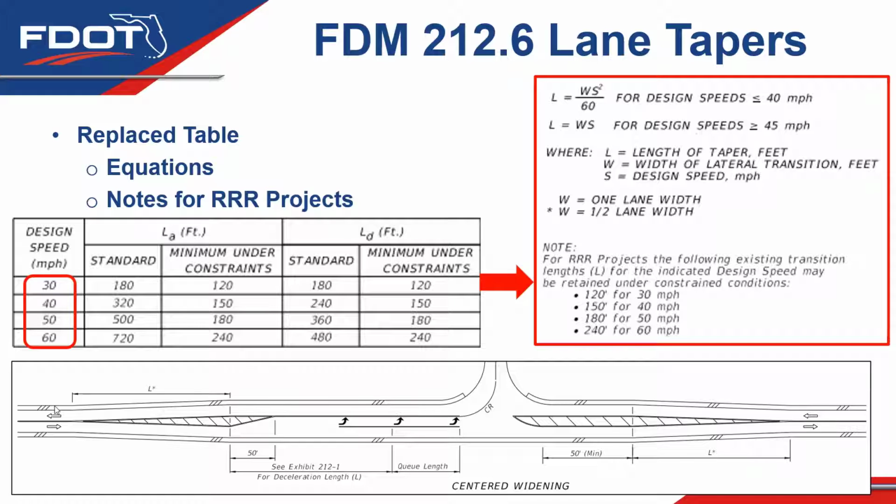and design speed. LA and LD have been replaced with L and L with an asterisk. The asterisk indicates that W equals half of the lane width in this condition. The note for 3R projects allows existing transition lengths constructed with the old minimum under constrained values to be retained.